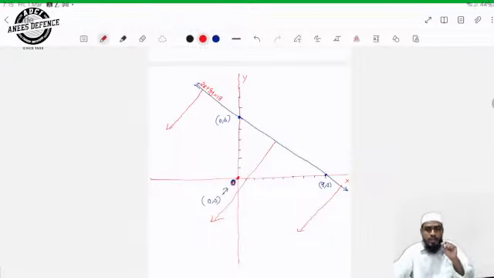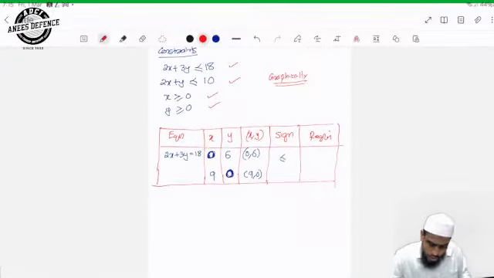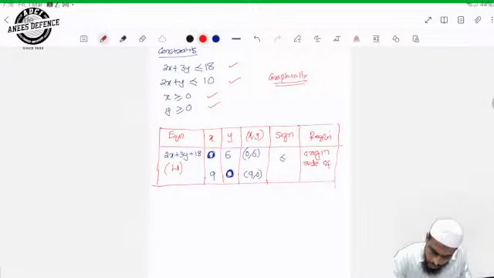Since the output we got is the origin side, we can write origin side here. If this line is L1, then the origin side of L1 is the solution we got for 2x plus 3y less than or equal to 18.